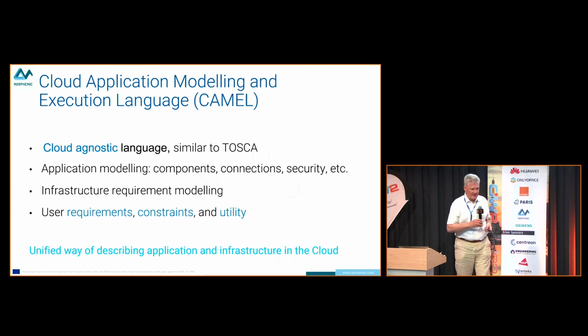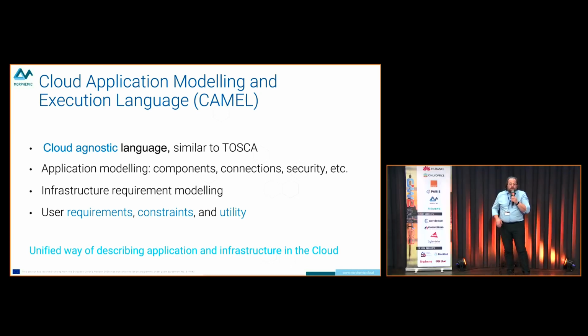So this is a cloud-agnostic language, similar to TOSCA, that allows us to declare requirements, constraints, and utility for a software as a whole and every single module. It's simply infrastructure requirement modeling, but in a very broad meaning. We can declare that, for example, certain modules of the software need to run in the European Union because of legal constraints. So it's not only technical ones, but in general, of course, it covers application modeling, components, connections, security, and so on.